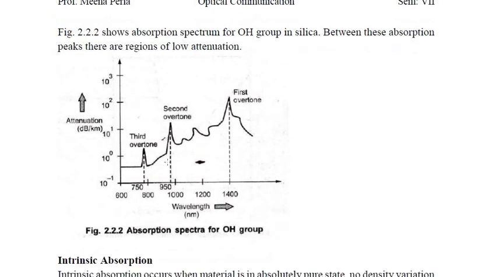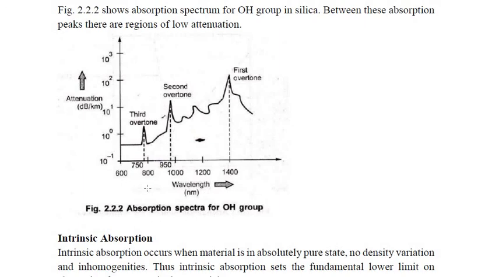So this figure shows the absorption spectrum for the OH group in silica. Between these absorption peaks, there are regions of low attenuation. As the wavelength is increasing, the attenuation is high at 750 nanometers. At 950 nanometers, attenuation is again high, and at 1400 the attenuation is high. Rest all attenuation is low.